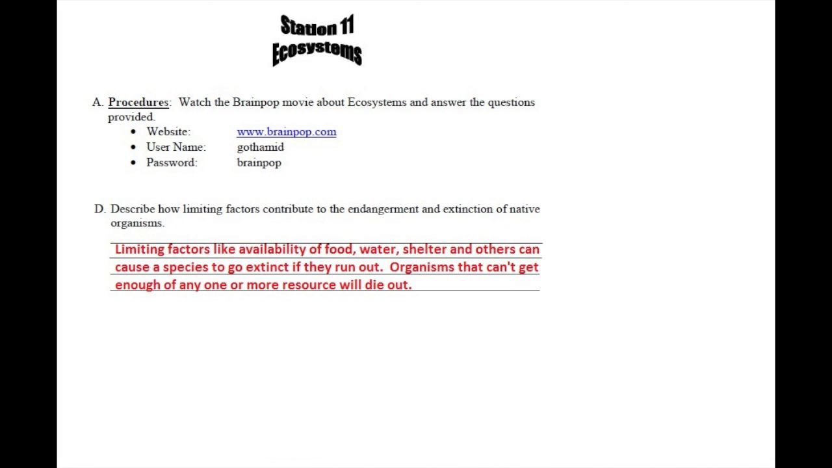All right, continuing on with Station 11, limiting factors like the availability of food, water, shelter, and others can cause a species to go extinct if they run out. Anytime the environment changes and the organism does not adapt, it will go extinct. Organisms have to adapt to changing environment in order to continue to survive.